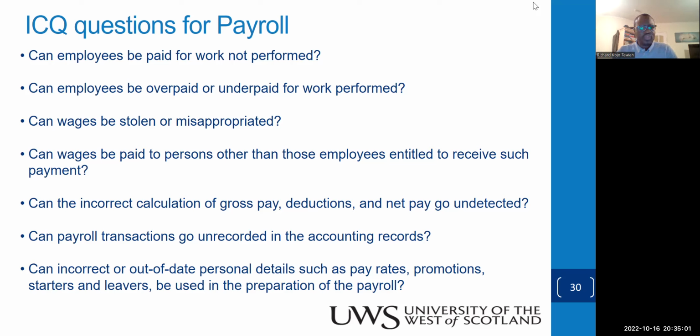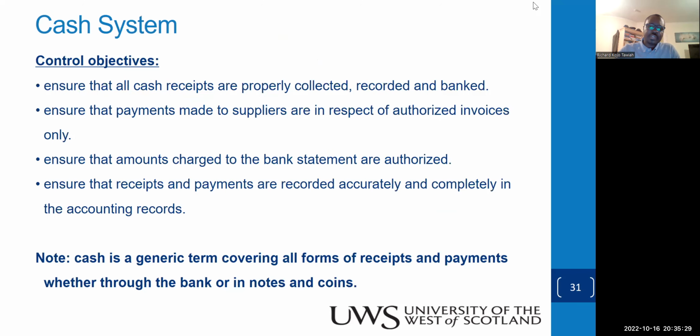Can somebody do wrong calculations for my gross pay, deductions, my statutory deductions and net pay, and can it go undetected? Yes, if you don't do a good job, you can find this happening. Can payroll transactions go unrecorded in the accounting records? Sometimes. Can incorrect or out-of-date personal details such as pay rates, promotions, status, leavers be used in the preparation of the payroll? Yes. Somebody will say he has one job when he's got two jobs to just evade the tax system.